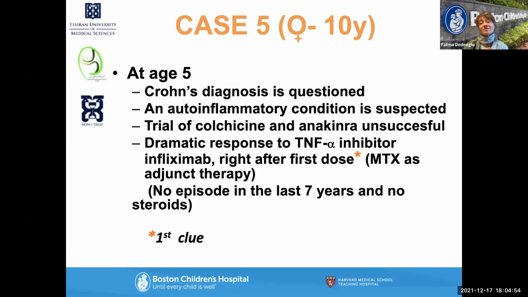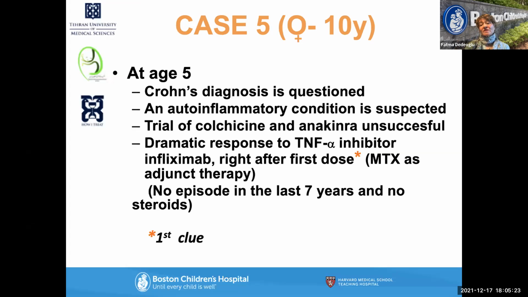But she got one dose of anti-TNF in the hospital. We admitted her to have a flare so that we could get her off the steroids. And since then, this has been almost 8 years now, maybe longer, she has not had another episode. She's had a dramatic response to infliximab. And I use methotrexate as an adjunct therapy to infliximab just to try to prevent HACA formation.